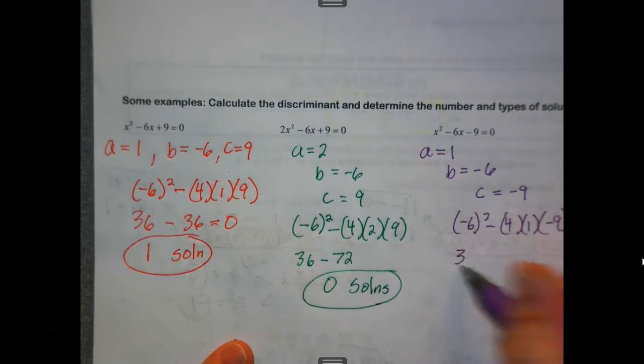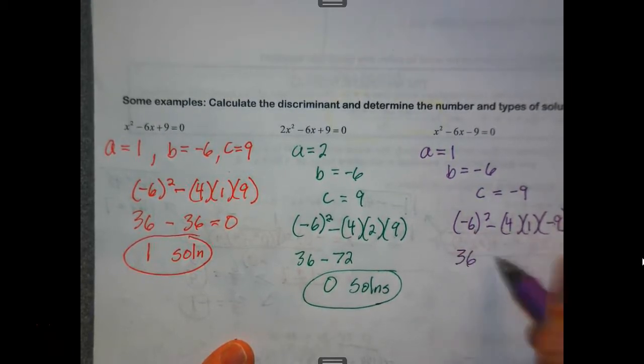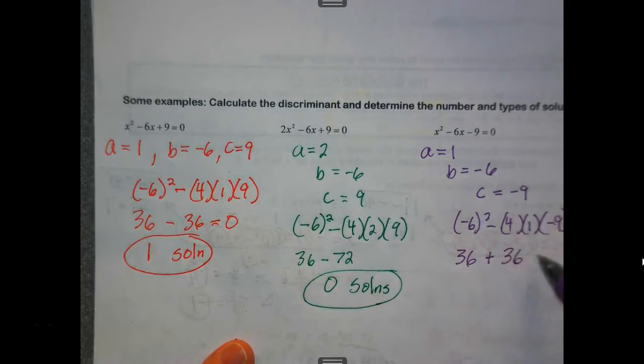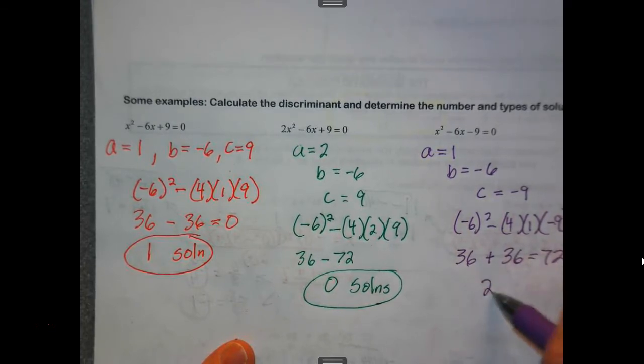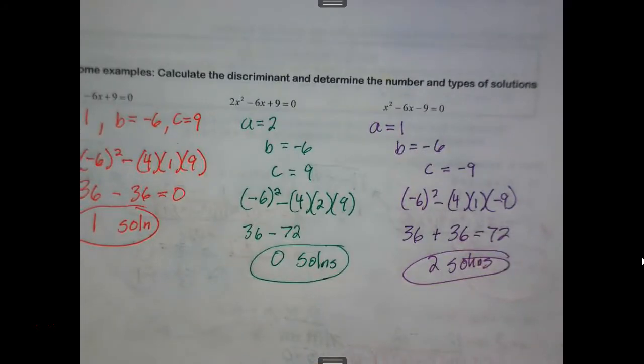Okay, so I have 36 minus is a plus 36, so I have 72, 2 solutions. All right, youngsters, I am done. You have book work, I'm sure.